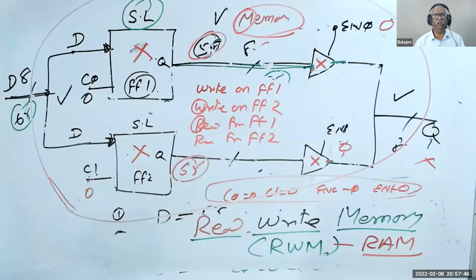We cannot connect the outputs, but I can connect an output to an input. In digital logic, any output can be connected to an input, but I cannot connect 2 outputs. That's the problem. I cannot connect 2 outputs. Is it clear now?